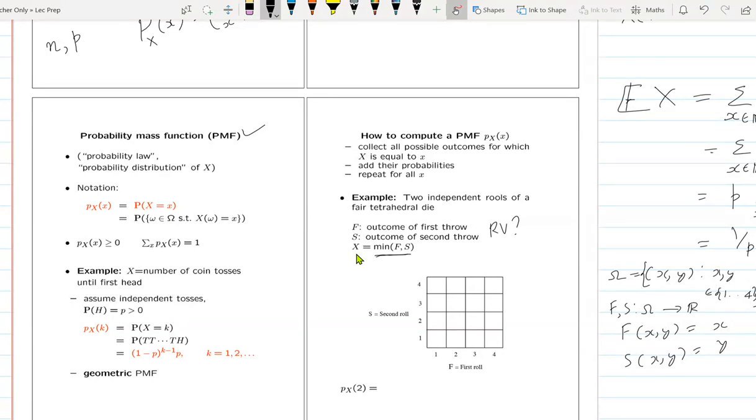Once you have a random variable mapping to a real number, you can also consider compositions of random variables, and they will be random variables. For example, I can define the random variable which is f times s. What is f times s? It is the random variable such that f times s of (x, y) is x times y.